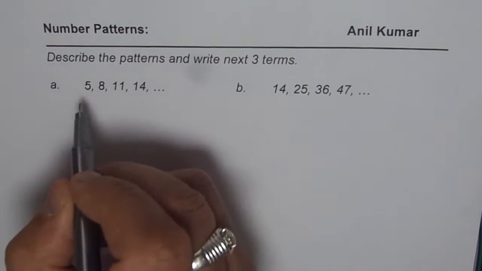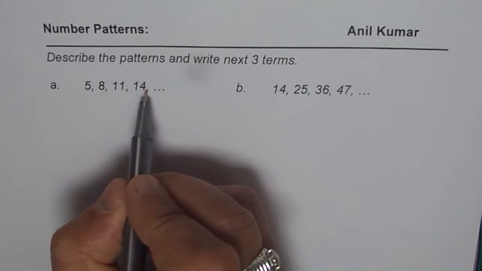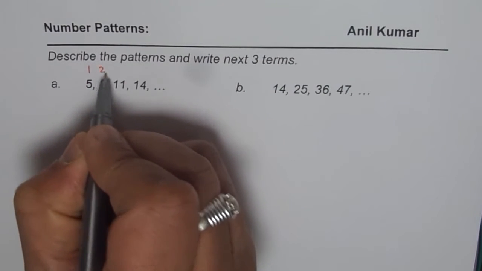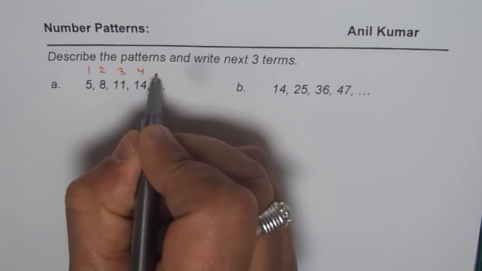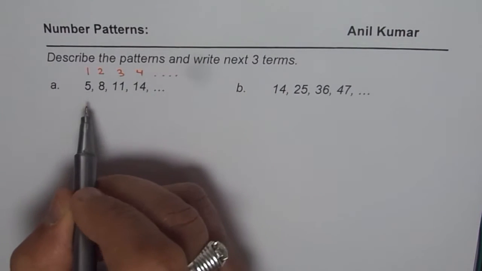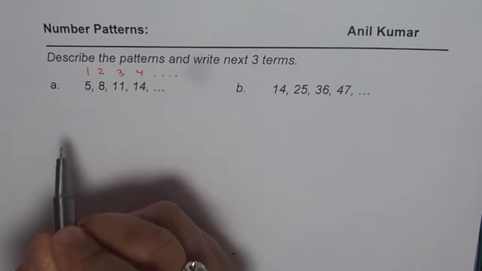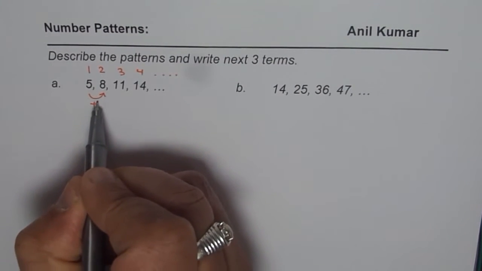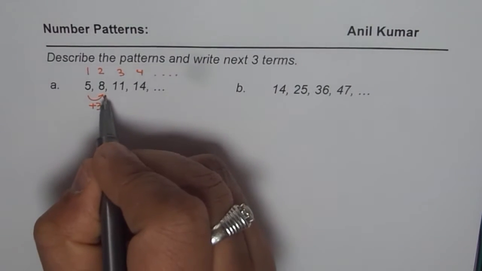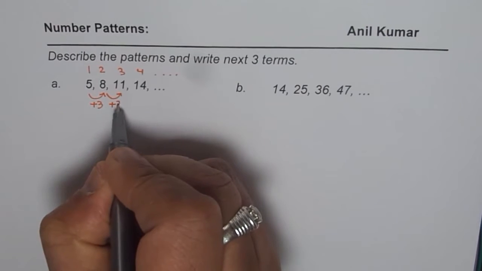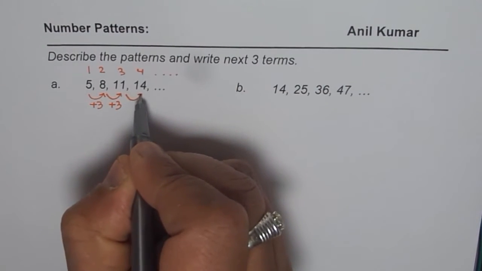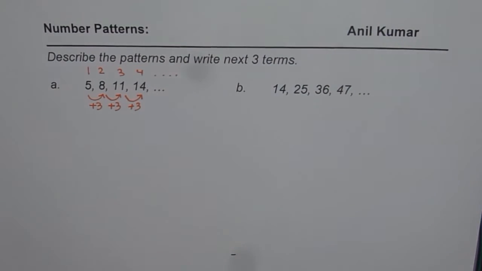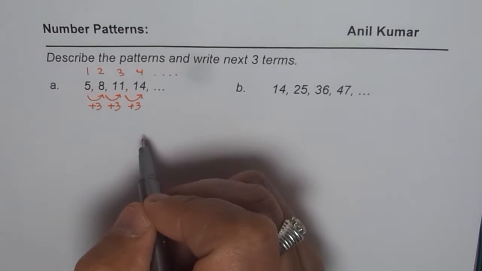Now in a pattern, we give numbers to each term. These are the terms in the pattern. This is my first term, that is the second term, third term, fourth term, and so on. So what we see, starting with 5, which is the first term, we can get 8 by adding 3, right? So when we add 3, we get 8. To get 11, again we add 3, right? So this is how we get the next term. And if we continue this pattern, we keep on getting the remaining terms in this particular pattern. So by adding 3, we can get the next term.